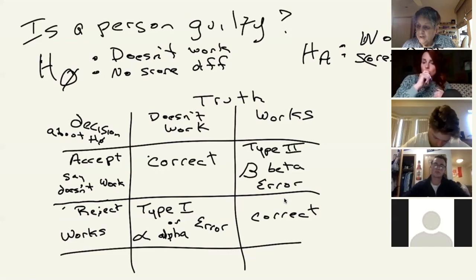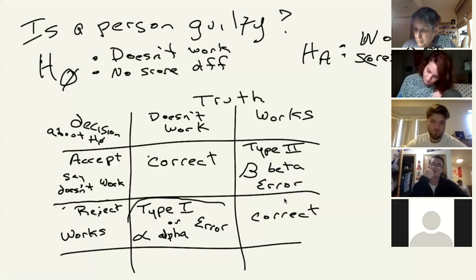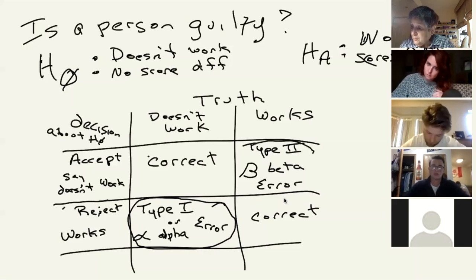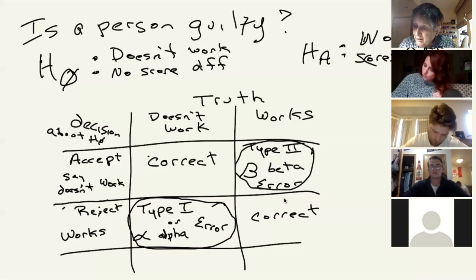If it doesn't work, but we think it works, after our big mathematical formula stuff, then we've made an error, and that's known as an alpha error. And if the therapy method works, but we decided it doesn't work because of our big mathematical thing, then that's a beta error. Now, I want to talk to you a little bit about alpha error. This one right over here.